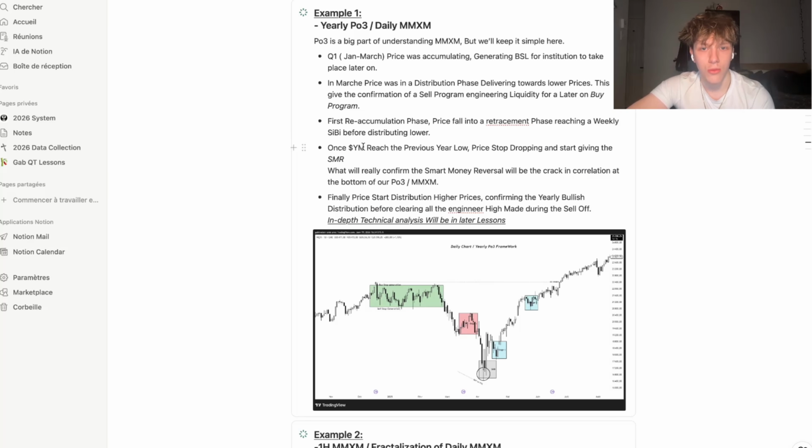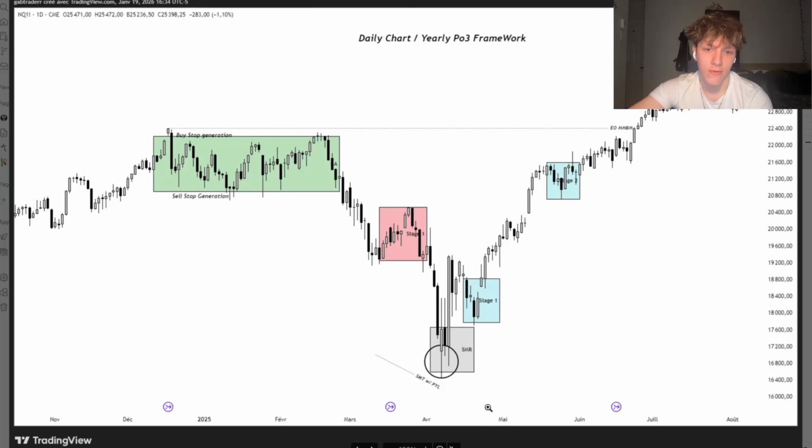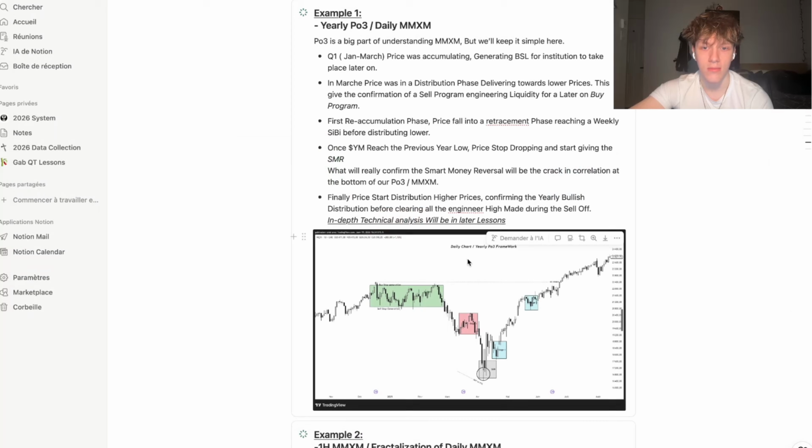After that, once YM reached the previous year low, price stopped dropping and started giving the smart money reversal. What will really confirm the smart money reversal will be the cracking correlation at the bottom of our power of 3 or market maker model. NQ never took the previous year low, meaning we have some sort of sequential SMT, or SMT with the low that gets mitigated on other indices, meaning it can confirm the market maker buy model because we have a cracking correlation at the low. We need to have some sort of divergence between the smart money reversal on 3 indices, so ES, YM, and NQ.